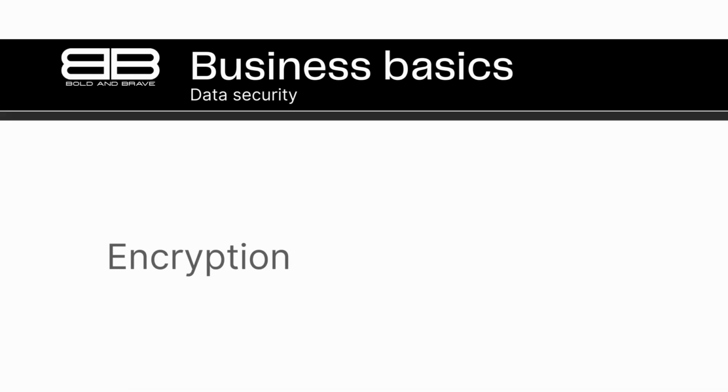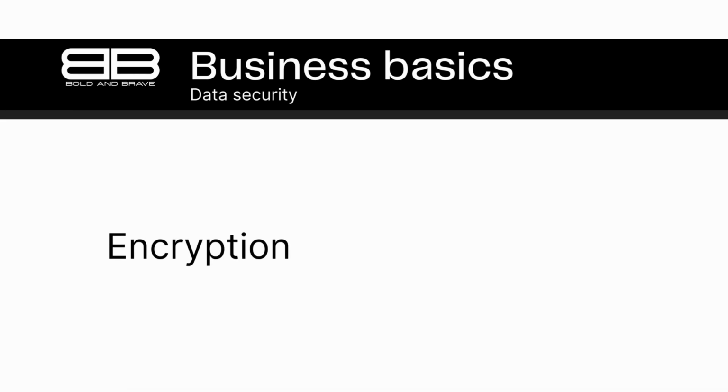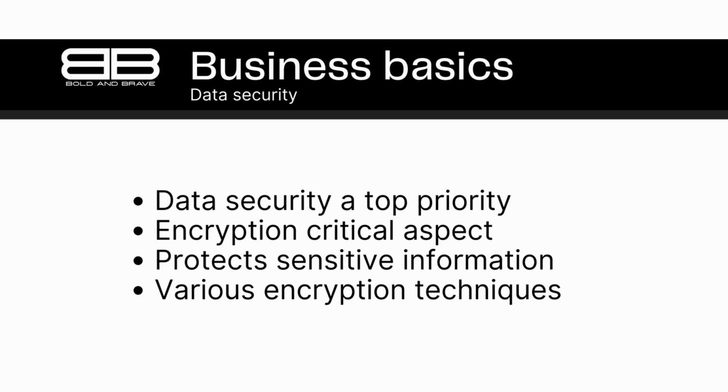Number 6. Encryption. Data security requires that data be encrypted to protect it from unauthorized access. Encryption involves converting data into a format that can only be read by authorized users or systems. Data security is a top priority for individuals and organizations, as data breaches and cyber attacks continue to pose a significant threat to sensitive information.